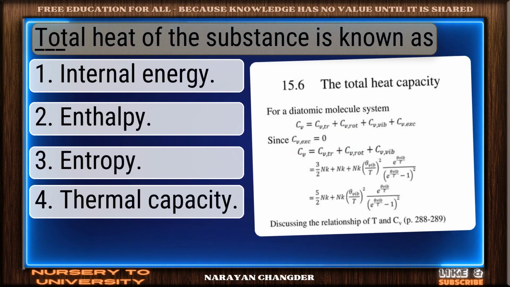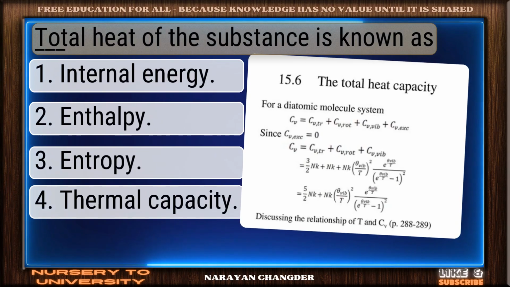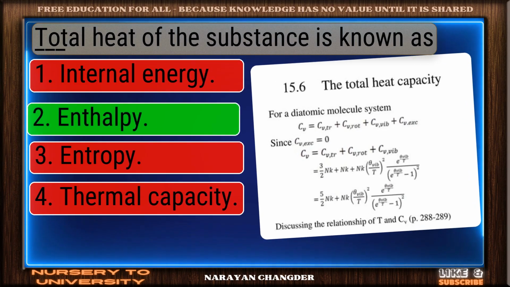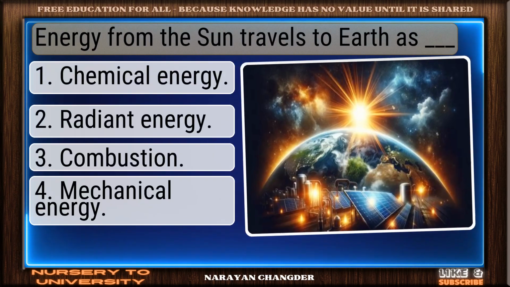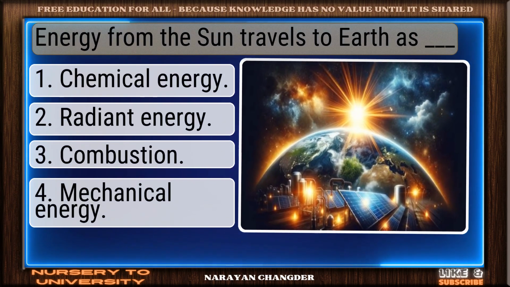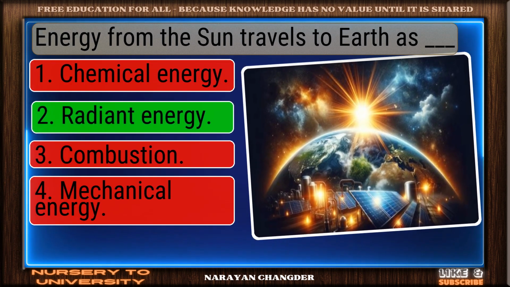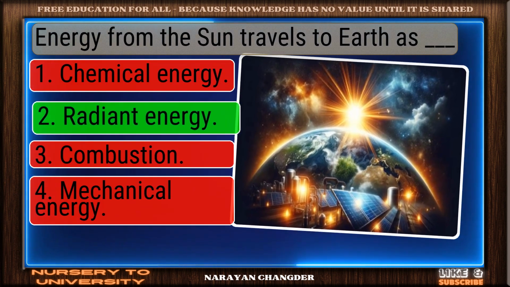Total heat of the substance is known as dash. Great job. Enthalpy is the accurate answer. Energy from the sun travels to Earth as dash. Correct. Radiant energy is the right answer.